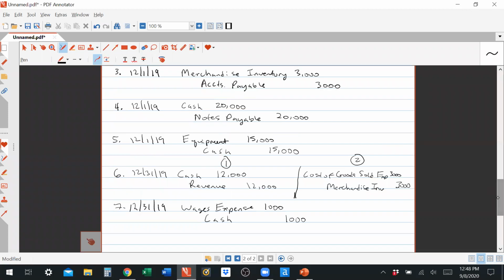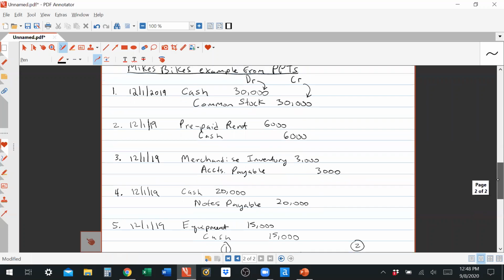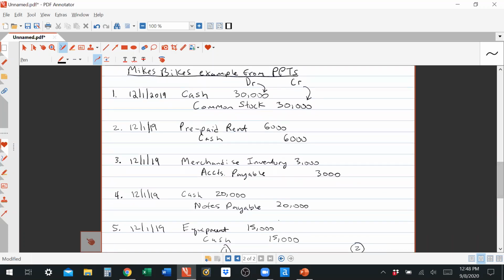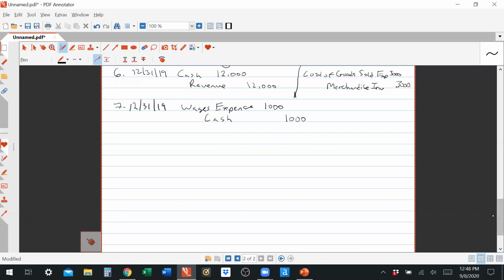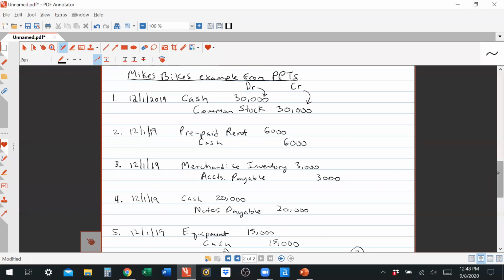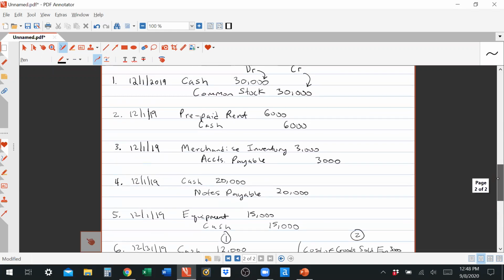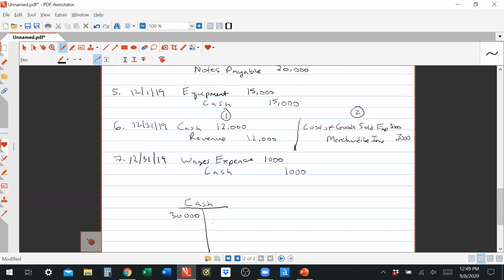All right, notice throughout these transactions, we can make a T account for each account that's involved. We can do this for every account involved. Let's just do cash. Cash first was debited for $30,000. So that's an entry over here on the left side. And then cash was credited for $6,000 when we paid the rent.